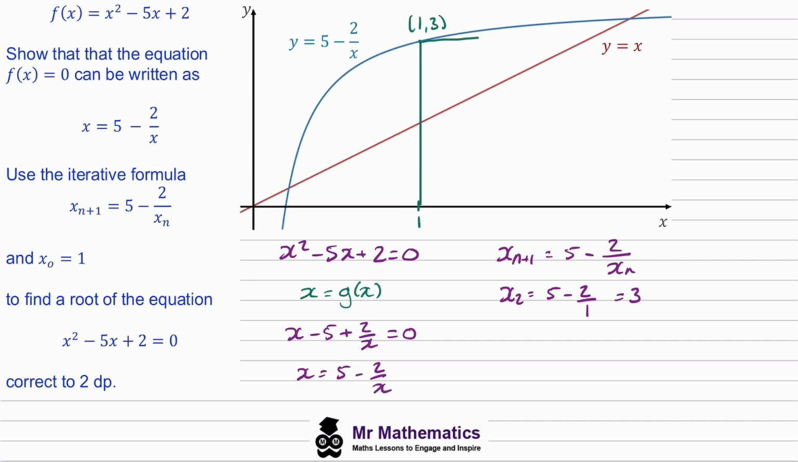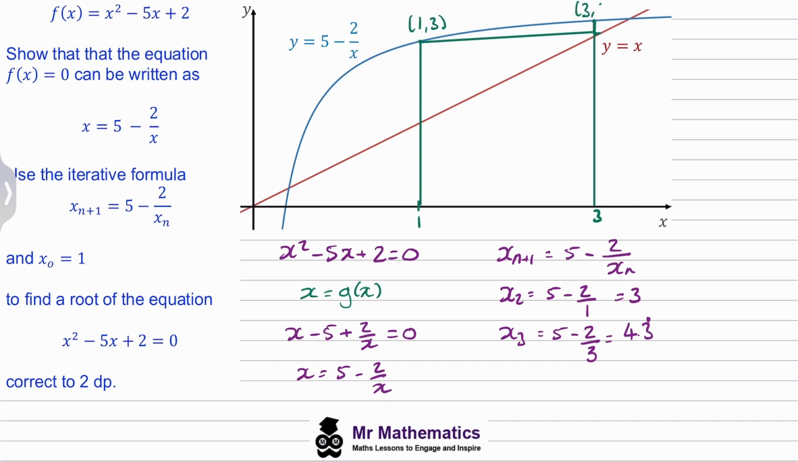Now from the blue curve, we go across to the line y equals x, and we get to this point. Now at this point, y equals x. So if y equals 3, then x also equals 3. Then we go up to the blue curve, and we have the coordinates 3 and y. So to work out the next iteration, x3, this will be 5 minus 2 over the current iteration, x2, which is 3, and this will give us 4.3 recurring.